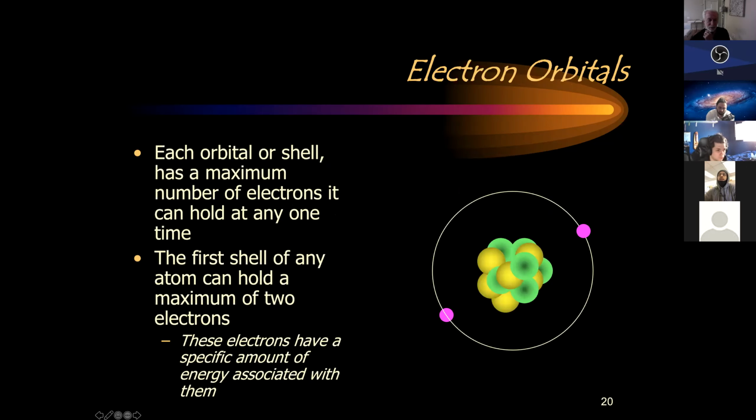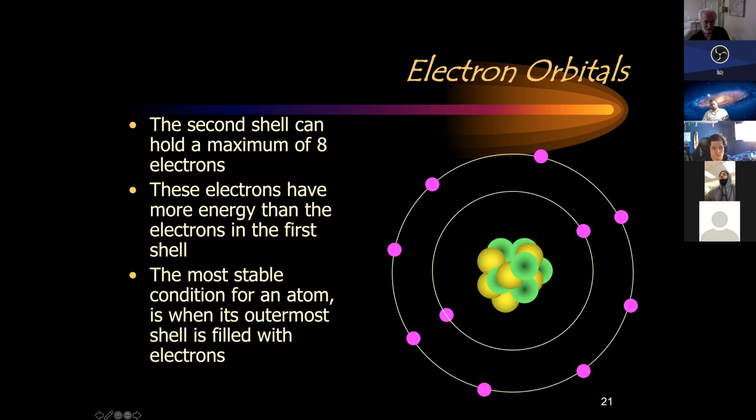Well, what about the orbitals? Each one has a maximum number of electrons that it can hold at any one time. So the first shell, or orbital, of any atom can hold a maximum of 2 electrons. So that's a constant. The first shell of any atom has 2 electrons. The second shell can hold a maximum of 8. And they're more energetic than the ones in the first shell.